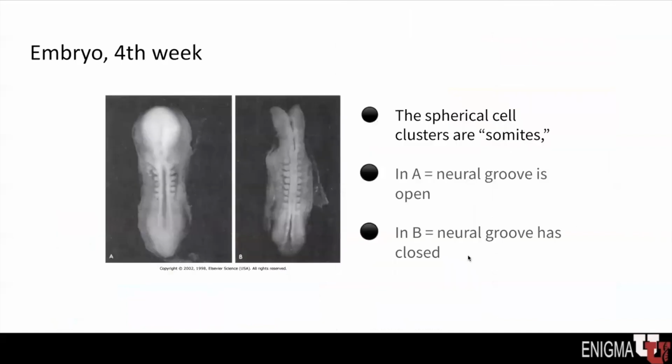This is another view showing the same thing. In A on the left, this shows where the neural groove is still open, and then in B, this shows that the neural groove has closed. And you see these little round or spherical structures along the sides. These are those somites, which later become the skin and cartilage and so forth. And so by about the fourth week, this neural groove has closed.